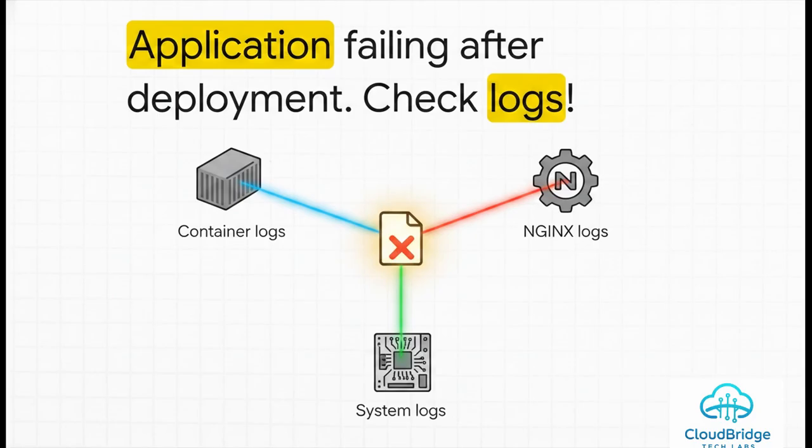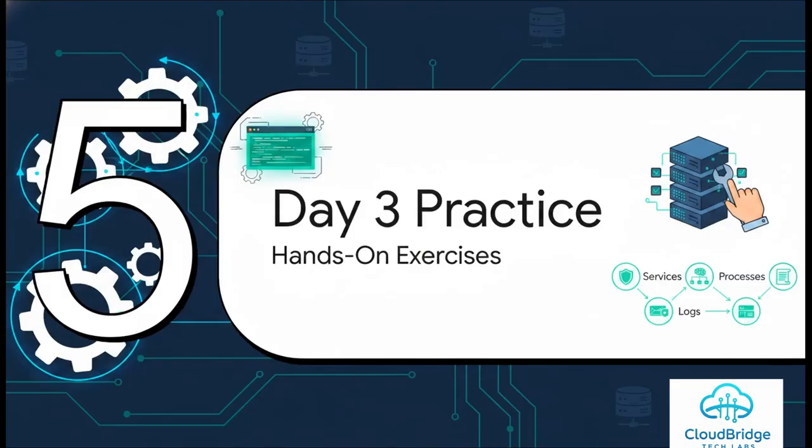Let's put it all together for one last crisis scenario. Your team pushes a massive new deployment, and boom, the application immediately starts failing. Your first reflex? Check the logs. And not just one. You check the container logs, then you check the nginx logs to see if traffic is breaking, and you check the system logs to see if the server itself ran out of memory. You triangulate the truth.